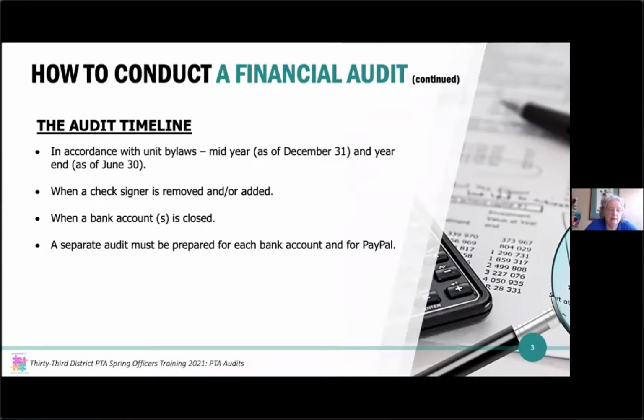And lastly, a separate audit must be prepared for each bank account and for PayPal. So a lot of the units have opened up a second checking or savings account for their e-commerce, but for each bank account, there should be an audit prepared. The reason why we say PayPal is because PayPal is different than Square in that the money is not automatically posted to the bank account. You have to prepare drawdowns to post to the bank account.